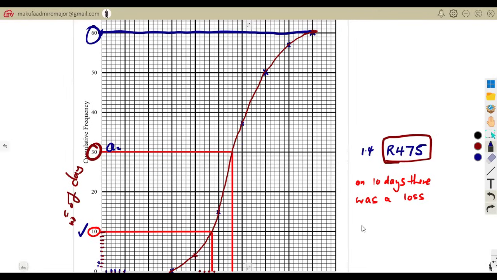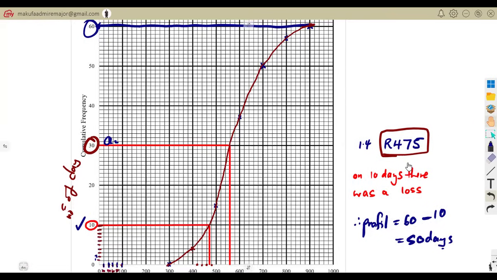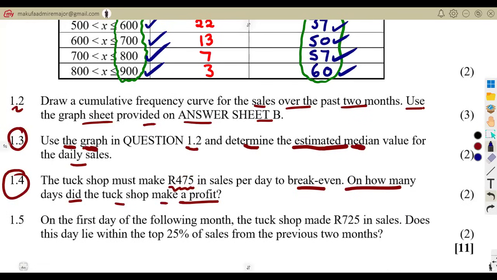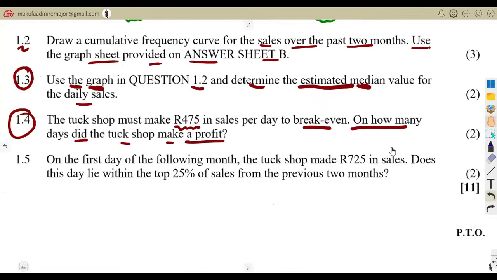So meaning to say, therefore, the profit was made in how many days? 60 minus 10, which is what? 50 days. So the profit was made for 50 days, where we talk of greater than this value up to the end there. So it's 60 minus the 10 days of loss that we had. So that is how you're supposed to have attempted this question.